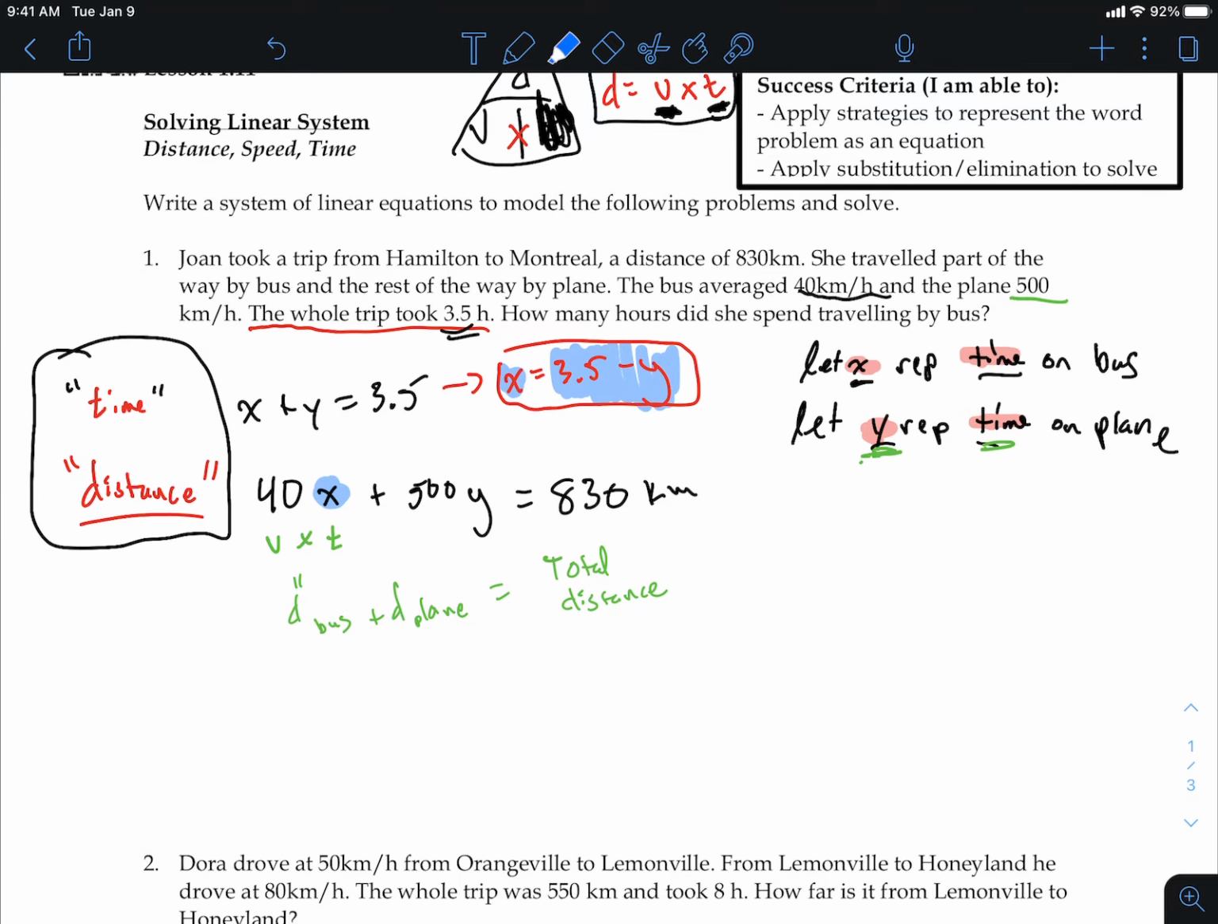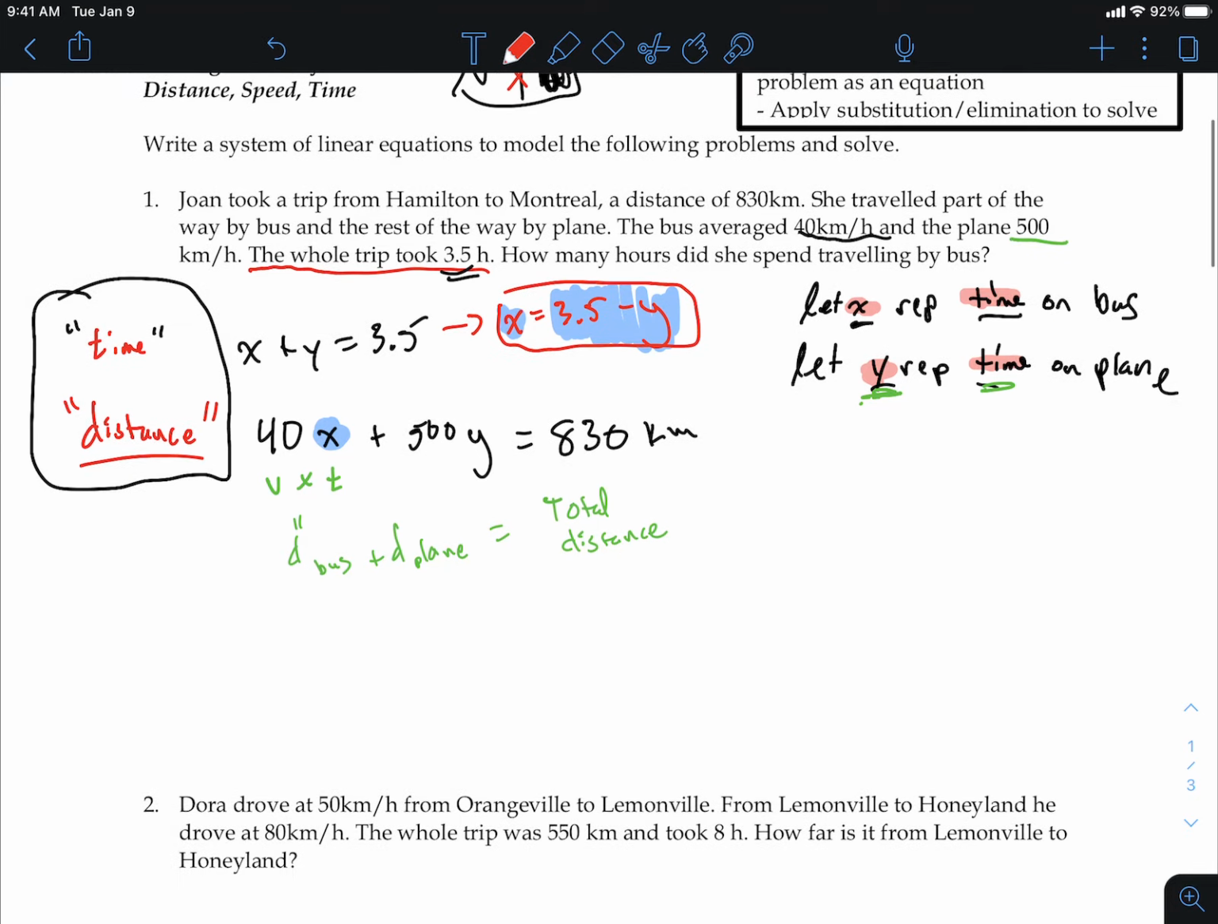So let's do that. It's 40 times (3.5 minus y) plus 500y is equal to 830. Then we can just do the math. There's no more x's. Now I'm free to solve for y.